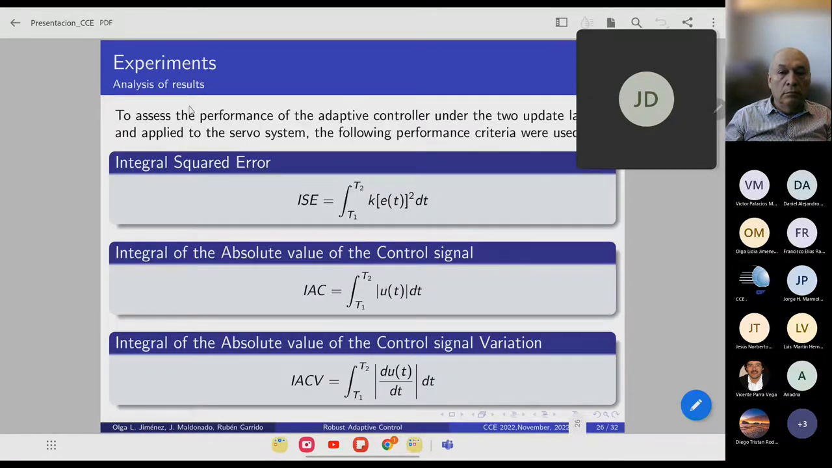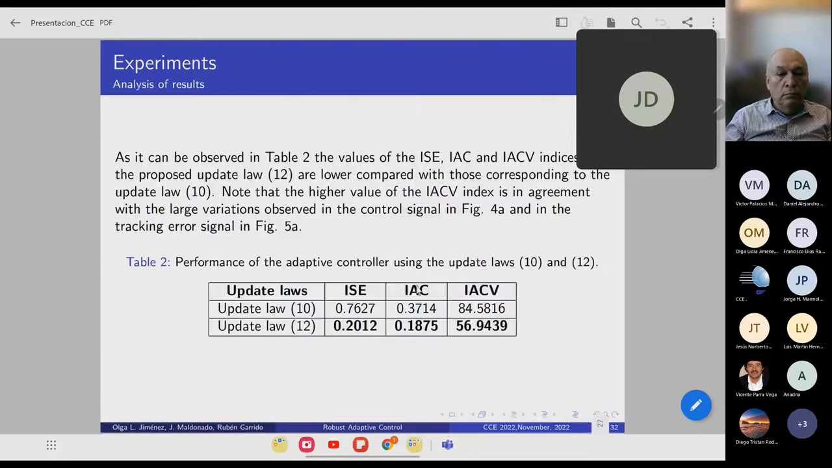To assess the performance of the adaptive control under these two forms of update law, the following performance criteria were used: the integral square error, the integral of the absolute value of the control signal, and the integral of the absolute value of the control signal variation. As is observed in the table, the values of this one and this one are lower in comparison with the corresponding values of the e-modification, that is, only the e-modification. And we know that the higher the value of this one, the control variation, the larger the variation in the control signal. So when the value is high, we know that the control does not perform as well as the other.